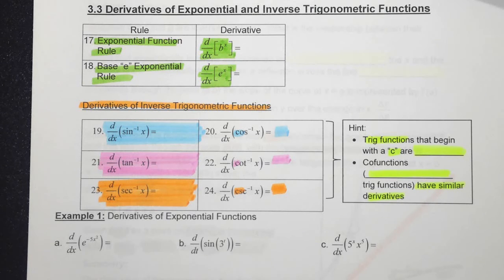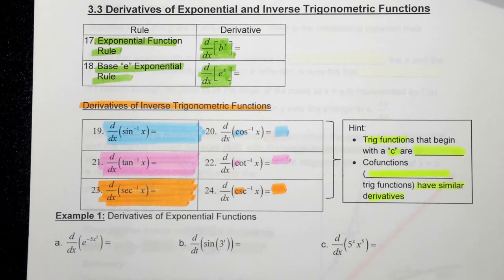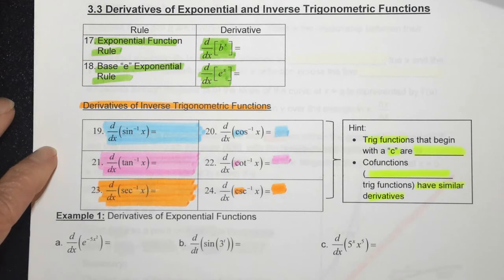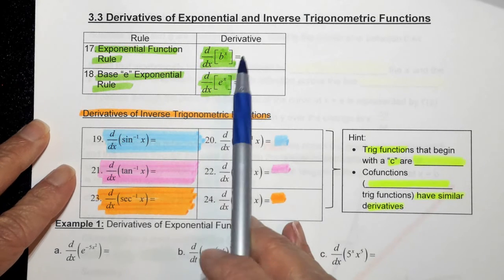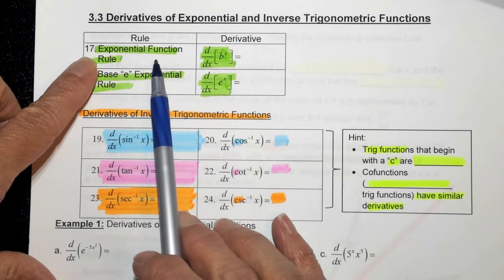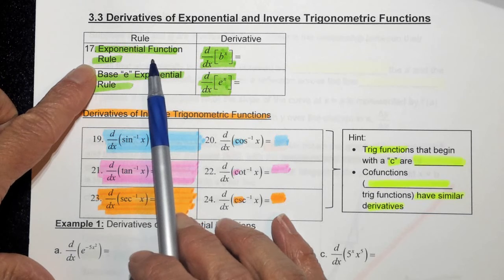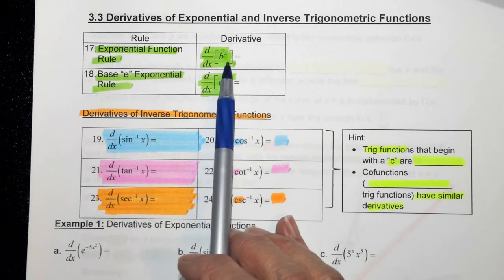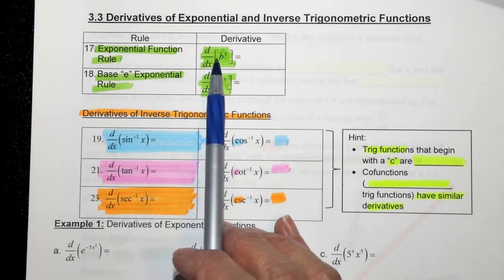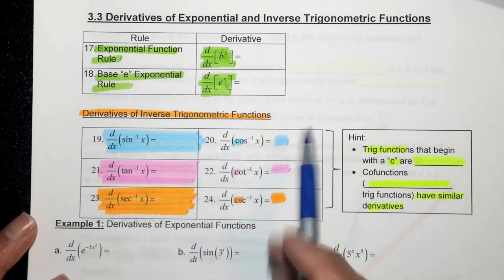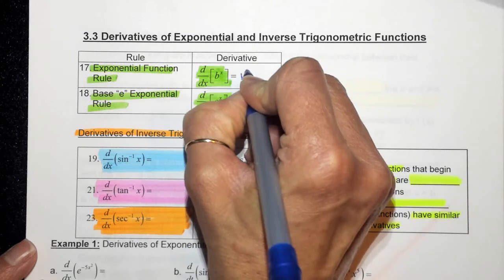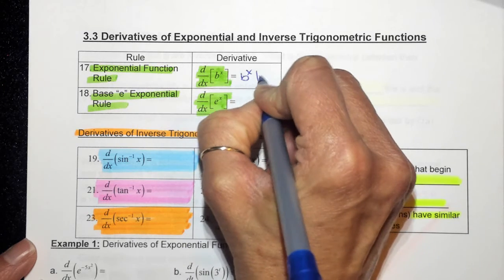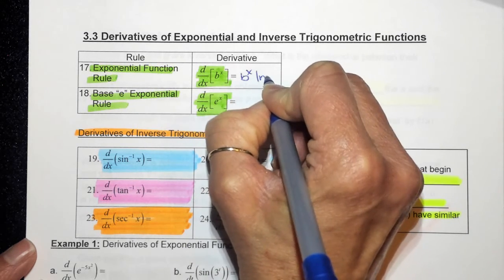So in this section, we will talk about derivatives of exponential functions as well as inverse trig functions. And in this case here, we're talking about the exponential function rule, meaning we have 2 to the x, 5 to the x. So b is any base, and this derivative is this function b to the x times the natural log of that base, which in this case is b.